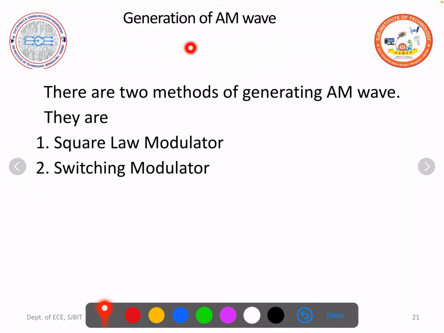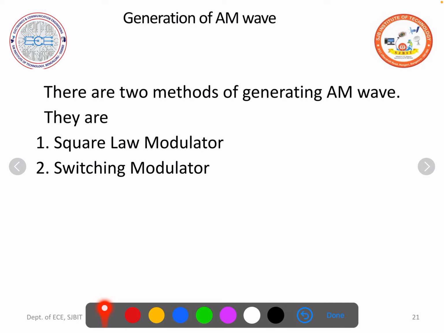So there are two types of methods to generate the AM wave. One is square law and the other is switching modulator. Two methods are there, but in the syllabus we have the switching modulator. So in my next video I'll be explaining about the switching modulator and certain equations related to that.